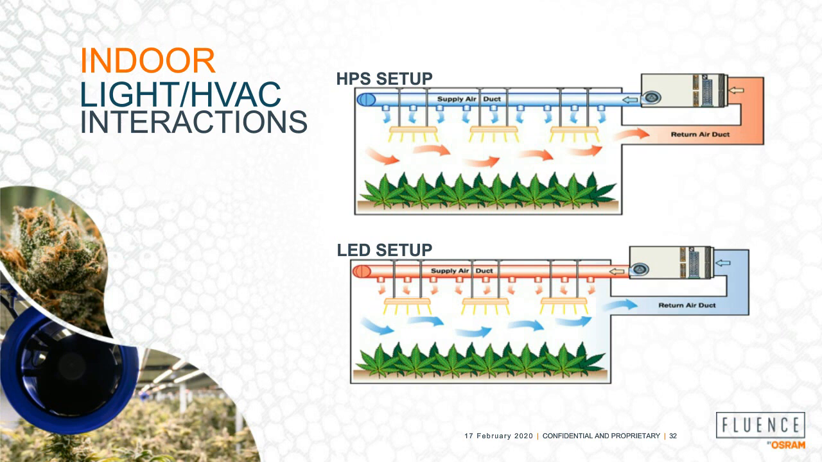HPS emits infrared light, which is seen on the plant level as heat. So these plants are generating heat under an HPS light. In an LED setup, there's no infrared light, and there's a lack of heat that is perceived by the plant. And so it's important for the HVAC system in an LED setup to compensate for that missing energy, or that infrared heat that you would get in an HPS setup.